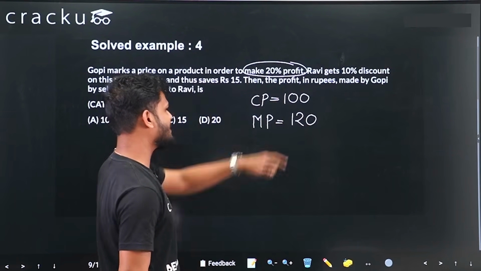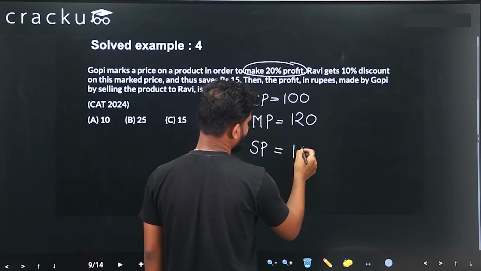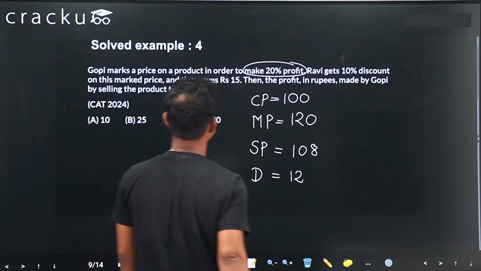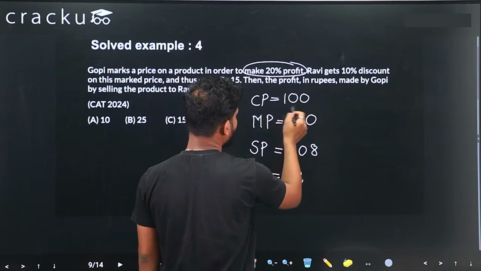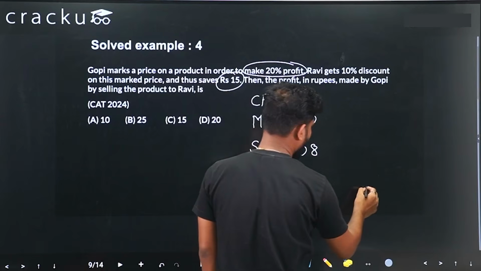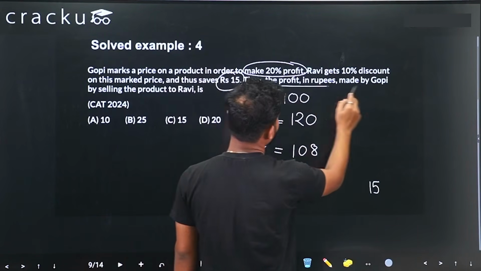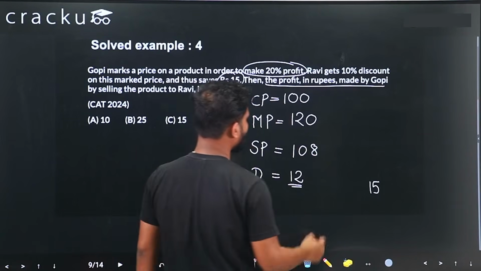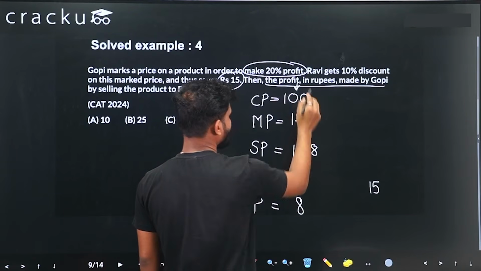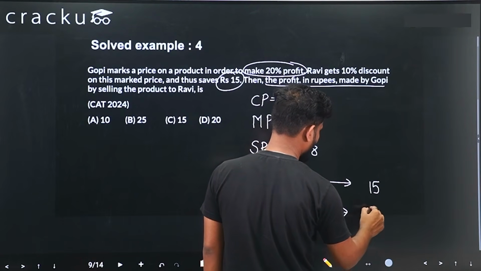But Ravi is getting 10% discount on 120. So selling price will be what? Selling price will be 108. And what will be the discount? It will be rupees 12. Now for our assumed 100, our discount is rupees 12. But actual is what? Actual is 15. What are we asked? We are asked the profit made by Gopi. What is the profit made by Gopi? It is rupees 8 in this index. So if 12 is equivalent to 15, 8 will be equivalent to 10.